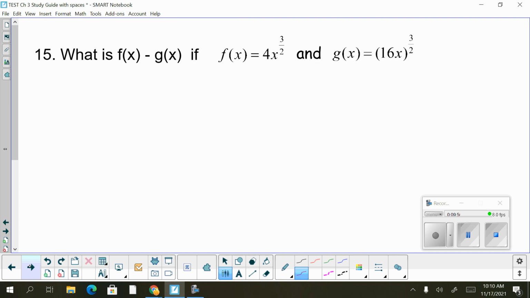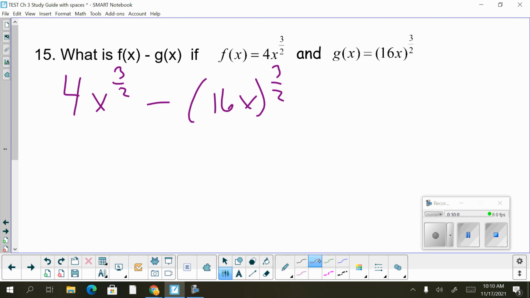15. Looks like we're subtracting the two functions. This one's a little difficult, I'll be honest. We're subtracting the 16x to the 3 halves. What makes this difficult is this 3 halves has to go on the 16 and the x.